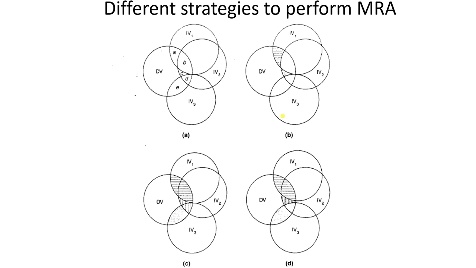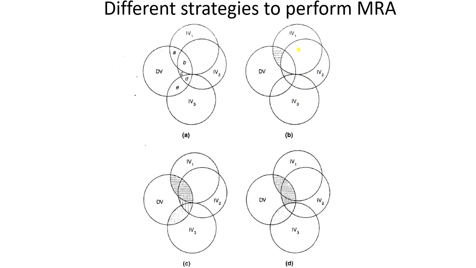Now, in the other method, the statistical method, we take some statistical criteria. We will not enter all the variables together. When we enter all the variables together, we take out the contribution of other IVs. So when IV1 is entered, the contribution of IV2 and IV3 will be removed from it. When IV3 is entered, the contribution of IV2 and IV1 will be removed from it.